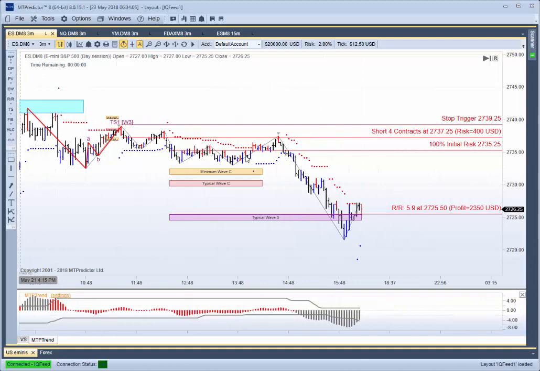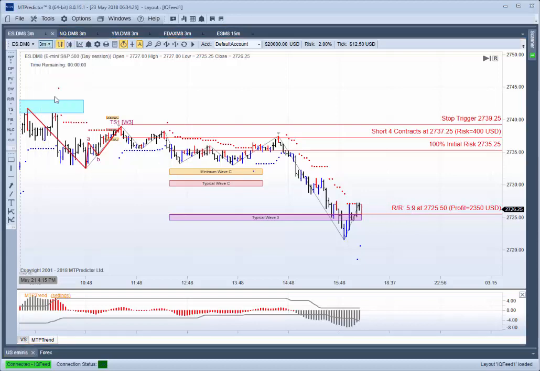The market did chop sideways for a while before rolling over and then making a decline late in the afternoon to reach our typical Wave 3 WPT target. At that point in time, approximately, can I call it 6R? 5.9, is that close enough to 6? Where potentially approximately plus 6R profit was available.